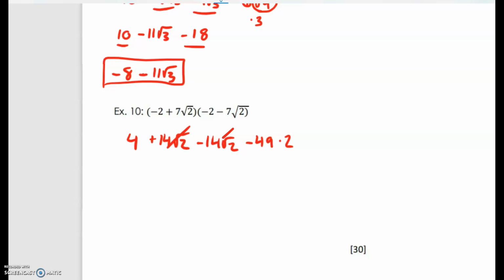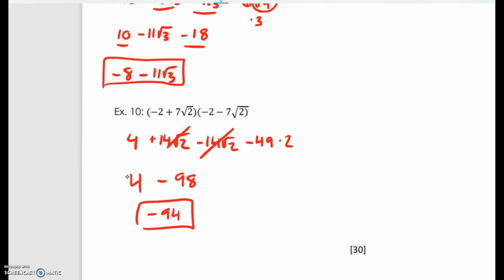These middle terms, they're going to eliminate each other. 14 radical 2 and negative 14 radical 2 can cancel. So I have 4. And then negative 49 times 2 is negative 98. 4 minus 98 is negative 94.